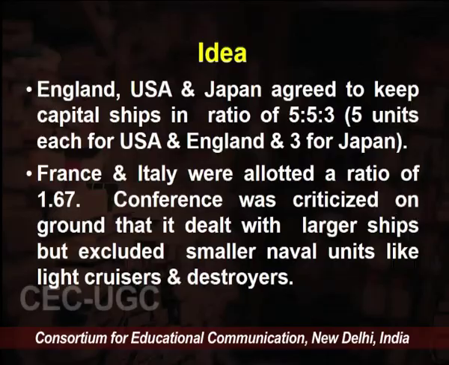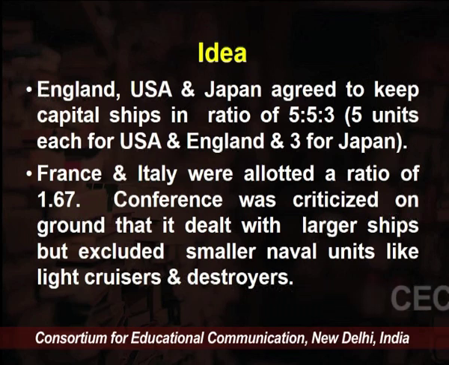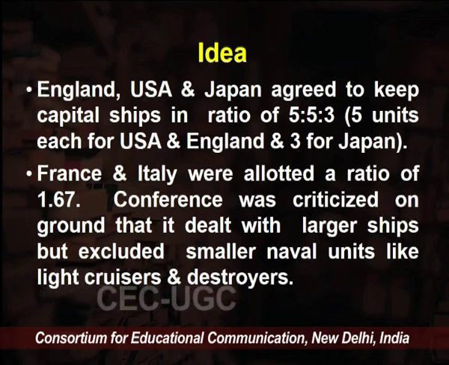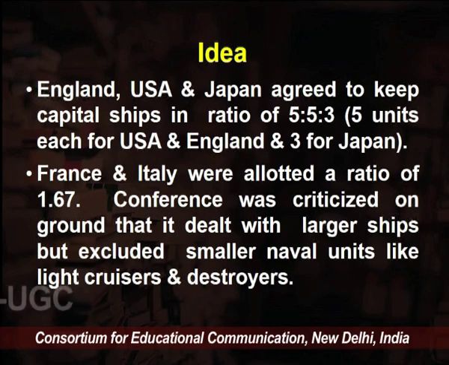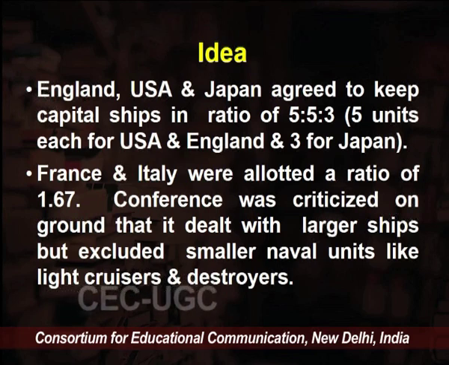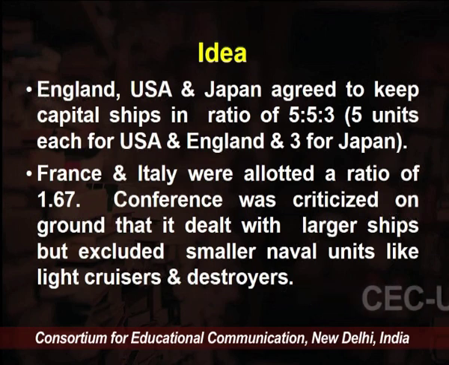And there was a conference called the Washington Conference, which was a positive step in this direction. England, USA and Japan agreed to keep capital ships in the ratio of 5-5-3, 5 units each for USA and England and 3 for Japan. And France and Italy were allotted a ratio of 1.7. The conference was criticized on the ground that it dealt with larger ships, but excluded smaller naval units like light cruisers and destroyers.